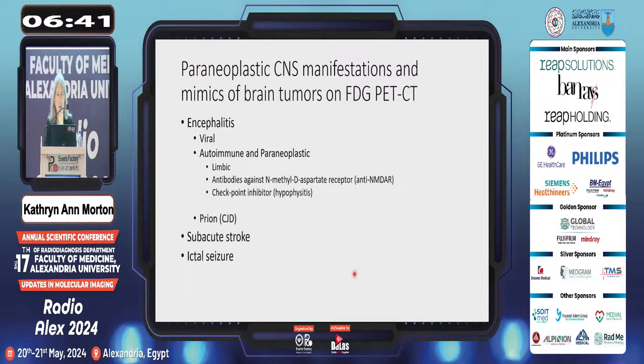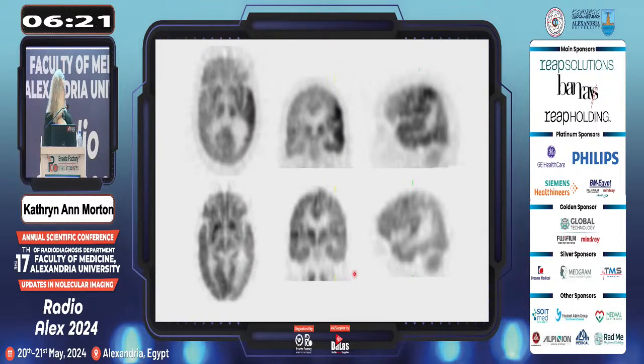I showed some of this with prior neuroimaging, but I'll show this again because it's a different group. But paraneoplastic CNS manifestations and mimics of brain tumor can occur with encephalitis, subacute stroke, and ictal seizures. This is an example of a patient who had a left temporal lobe herpes encephalitis. The initial scans show increased uptake within the active areas of encephalitis.